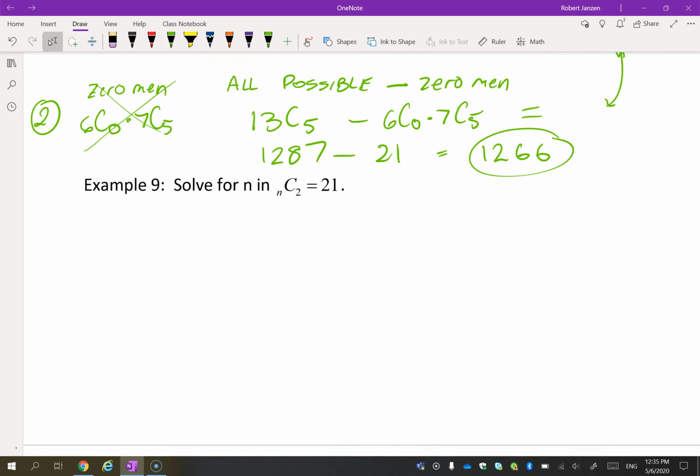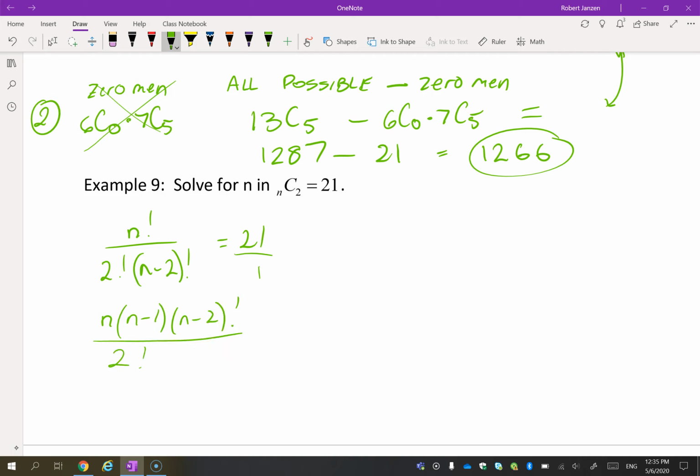And last, let's solve for n here. We're going to use the formula. So this is n factorial over 2 factorial, n minus 2 factorial. This is equal to 21. Okay, how do we do this? Well, we simplify, right? Which one of these is bigger? Is it this or this? The top one is bigger, so we're going to reduce that one. So this cancels.